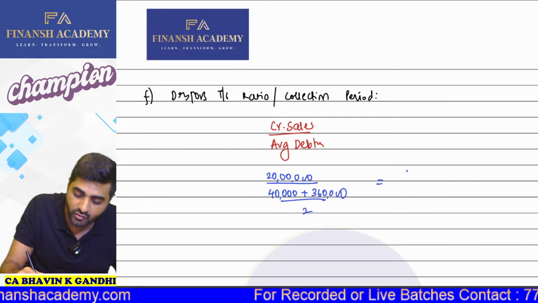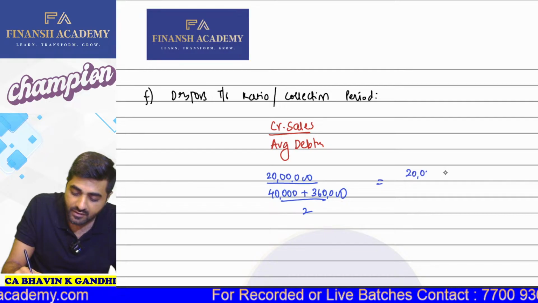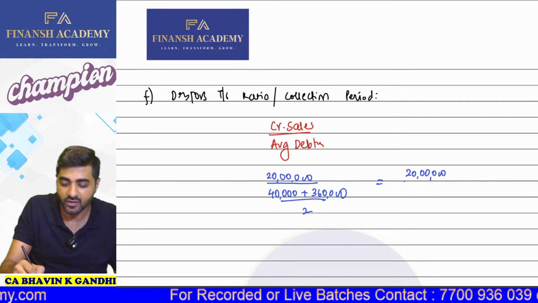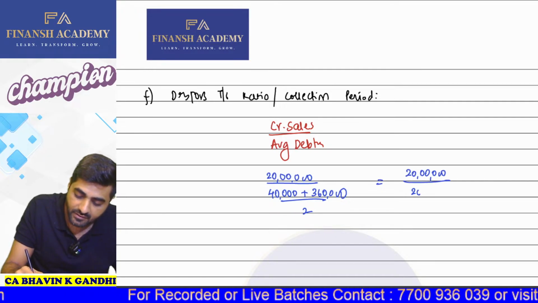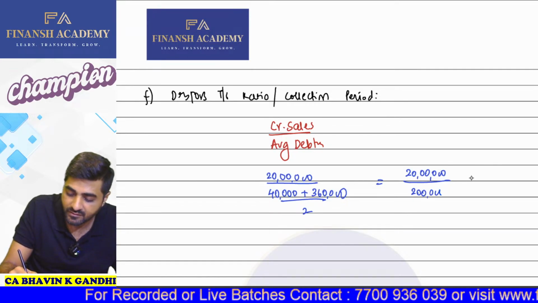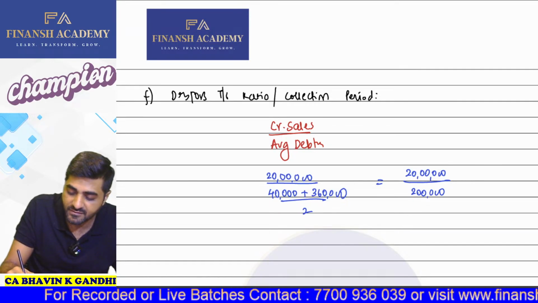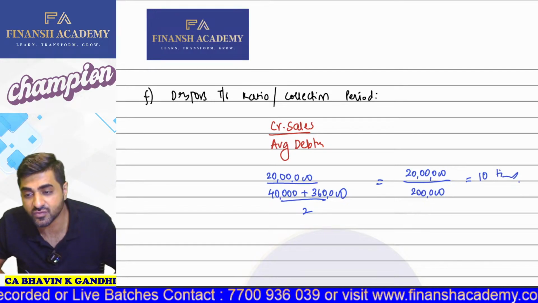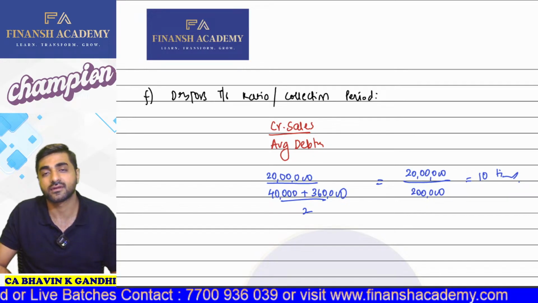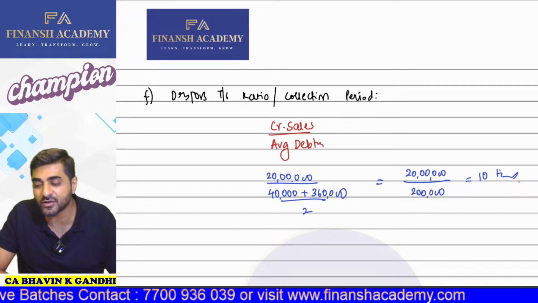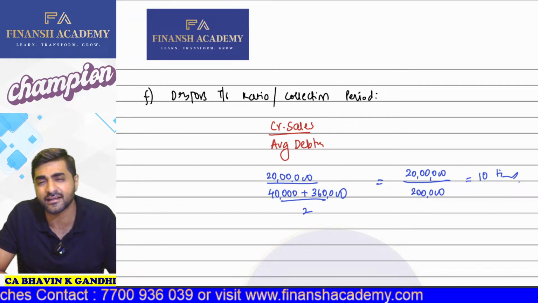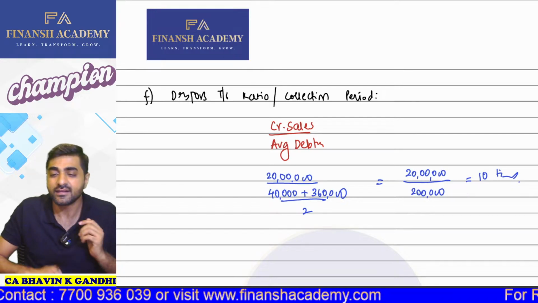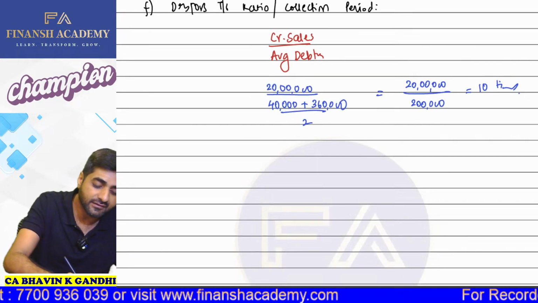So this will now be 20 lakhs divided by 2 lakhs. So this will be nothing but 10 times. So this will be your debtors turnover ratio. And guys, once we have the debtors turnover ratio, can we very easily calculate your debt collection period also? Come on, yes or no? Yes, sir. What's your debt collection period?